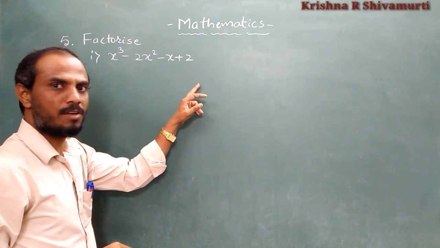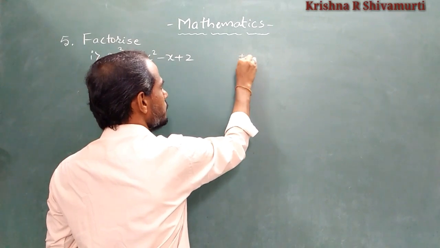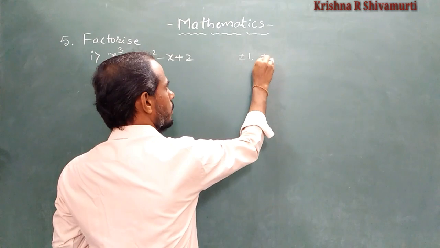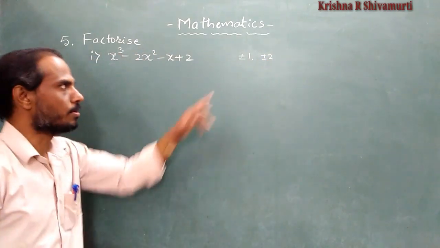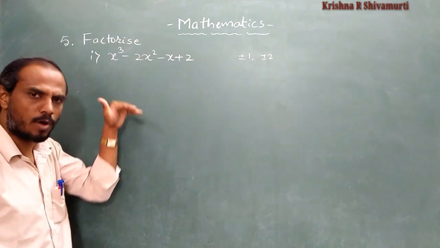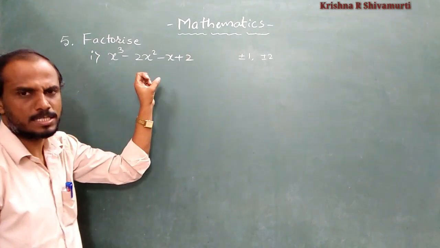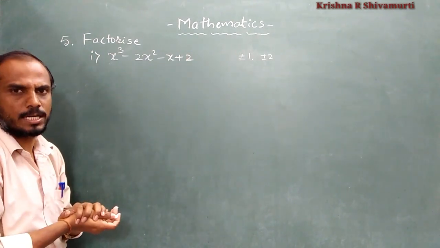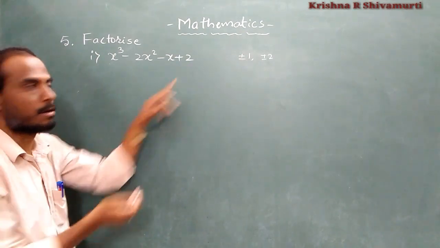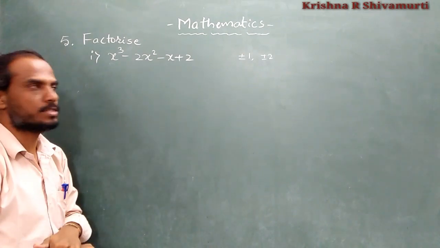All the possible factors of 2. The possible factors of 2 are plus or minus 1 or plus or minus 2. Like that, possible factors are there. This problem is solved with the help of the trial and error method. Means you have to consider one of the factors and check whether it is a factor or not. We shall consider plus or minus 1, 2 as a factor, and check whether that factor is suitable for this polynomial or not.